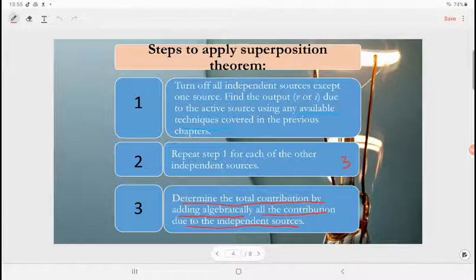But if you look back at the superposition theorem, by turning off the other sources in the circuit, you make the circuit simpler. Therefore, the value that we are looking for does not involve massive calculation. That's the advantage, but the disadvantage is that for a larger circuit, you need to repeat the steps depending on the number of sources in your circuit.